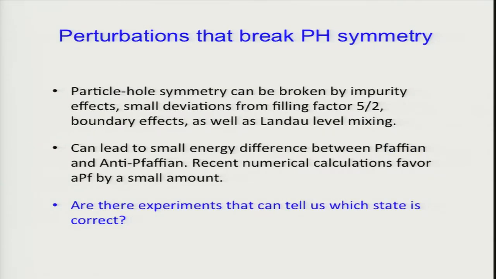Now, of course, in the real system, as I say, there are perturbations. So it can be broken by Landau level mixing, but also if you put impurities in, it may favor the Pfaffian or the anti-Pfaffian, or deviations. If you're not exactly at filling fraction 5/2, that will favor one or the other. There'll be boundary effects. But all of these should be small energy differences between the Pfaffian and the anti-Pfaffian, and it just means that one or the other of them is the ground state, and you don't really know which. There are numerical calculations which seem to favor the anti-Pfaffian by a small amount, but these are sufficiently small and sufficiently complicated calculations that you shouldn't necessarily believe one or the other.